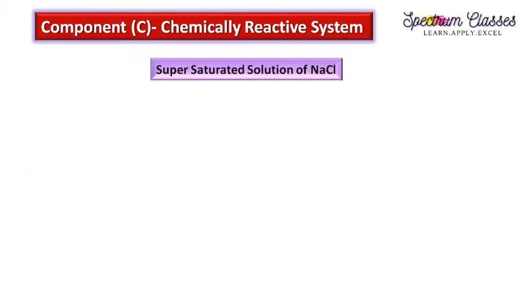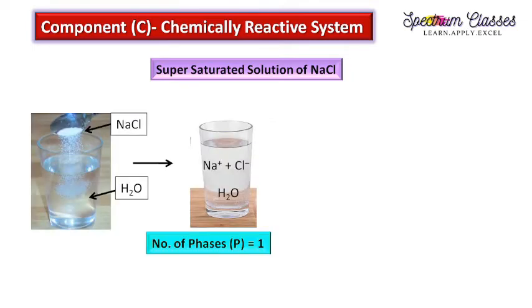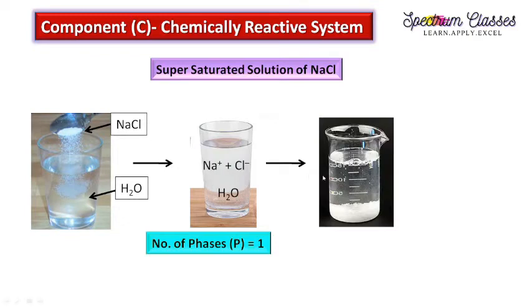Now coming to the next example. Here we are having supersaturated solution of NaCl. So in the previous example, what we have discussed, to this point we have discussed, is a 2-component system. Now coming to the supersaturated solution. So what is a supersaturated solution? If we keep on adding NaCl to this till the moment when there is some undissolved NaCl, means no more NaCl can be dissolved in this quantity of water. So this is a supersaturated solution of NaCl.